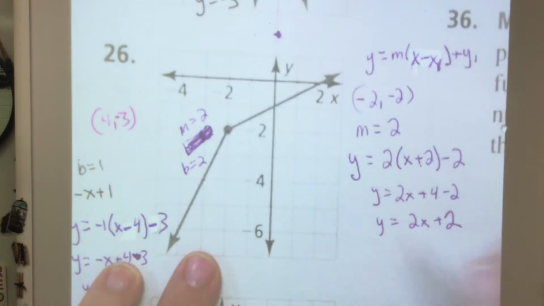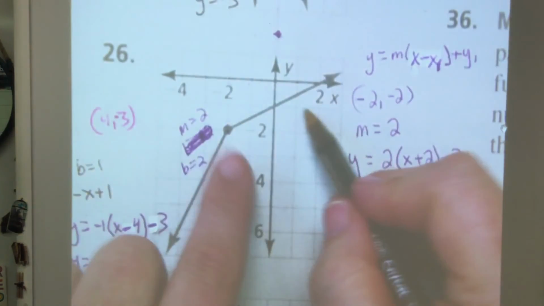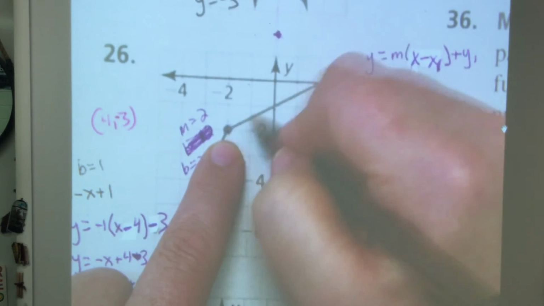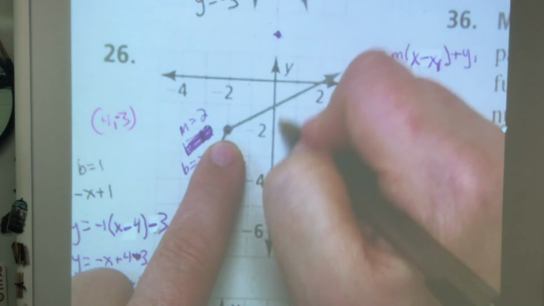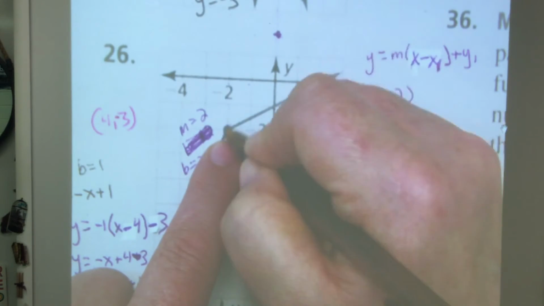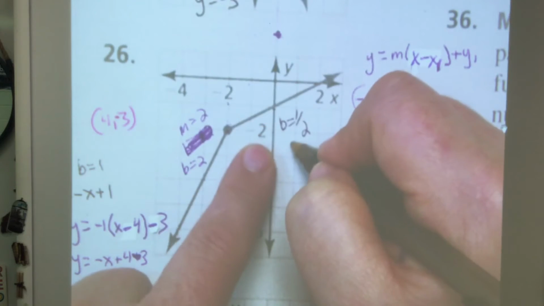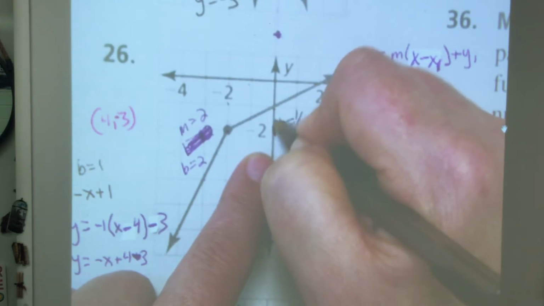The second one, let me do it in a different color, would be this one. We have a slope of up 1/2, because it's up 1 to the right 2, and then that is m. Sorry, I'm getting my m's and b's mixed up.